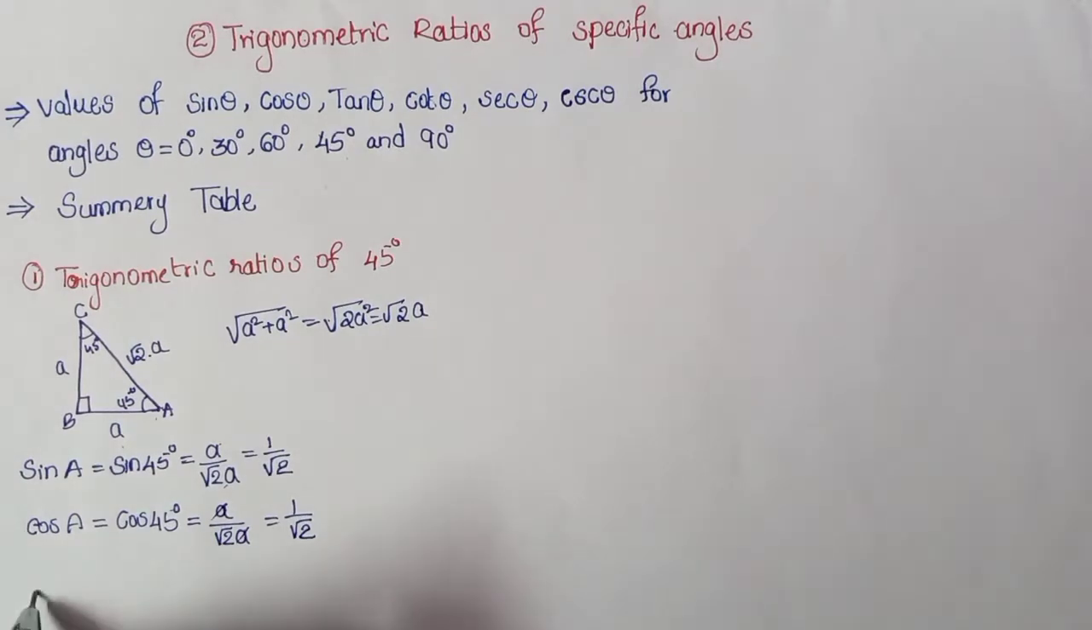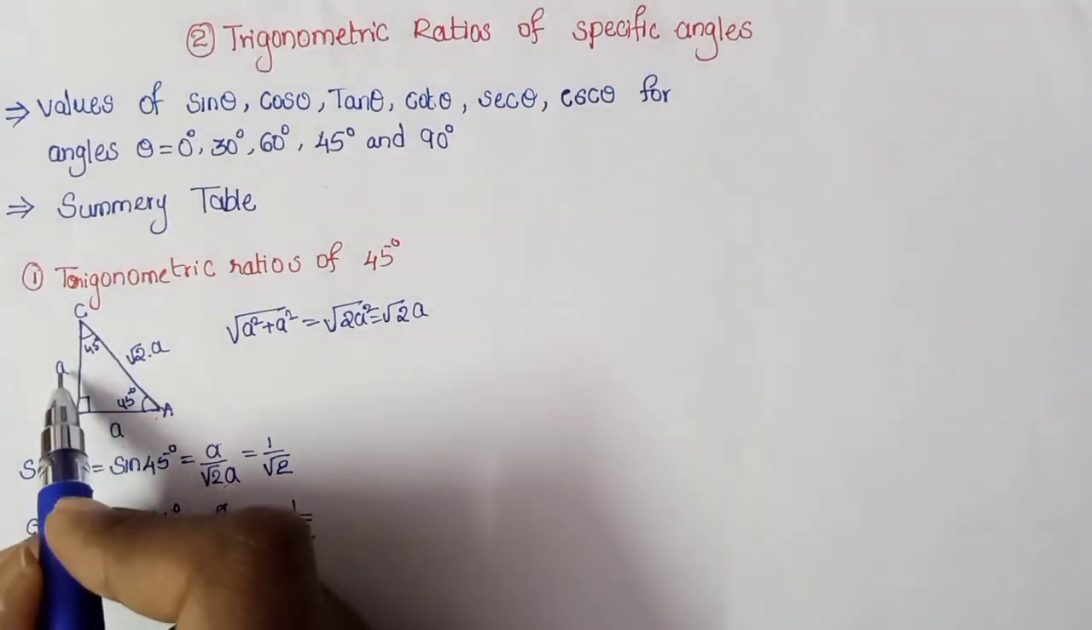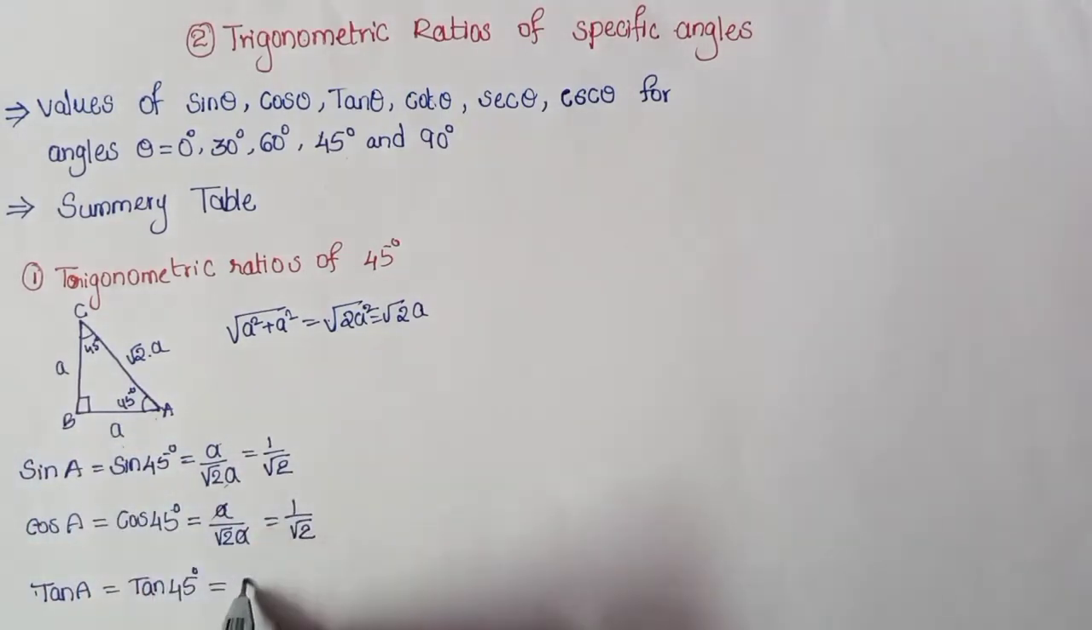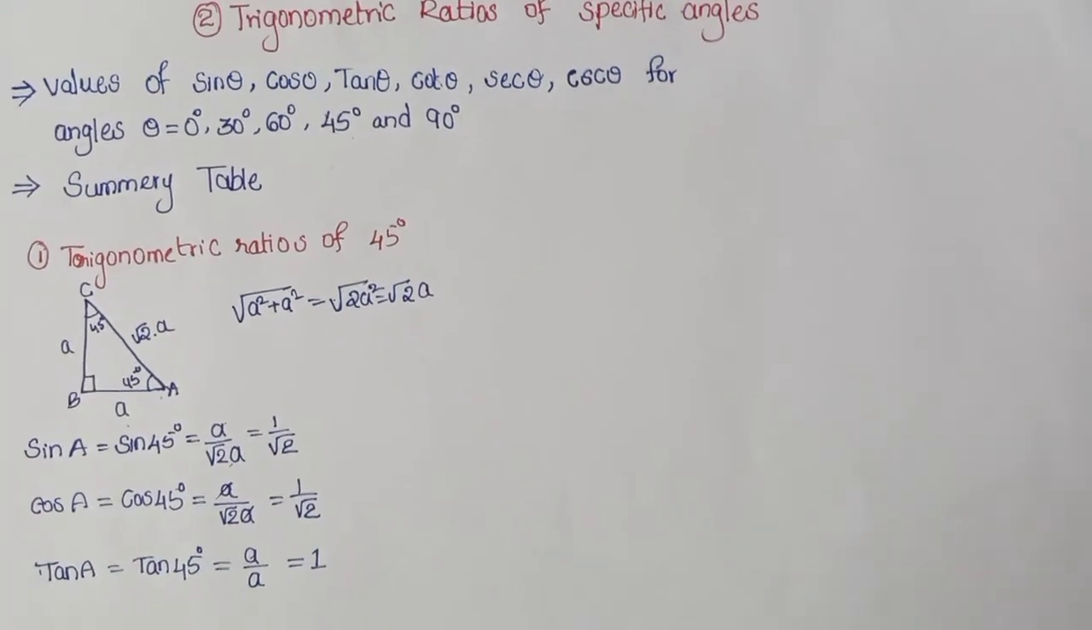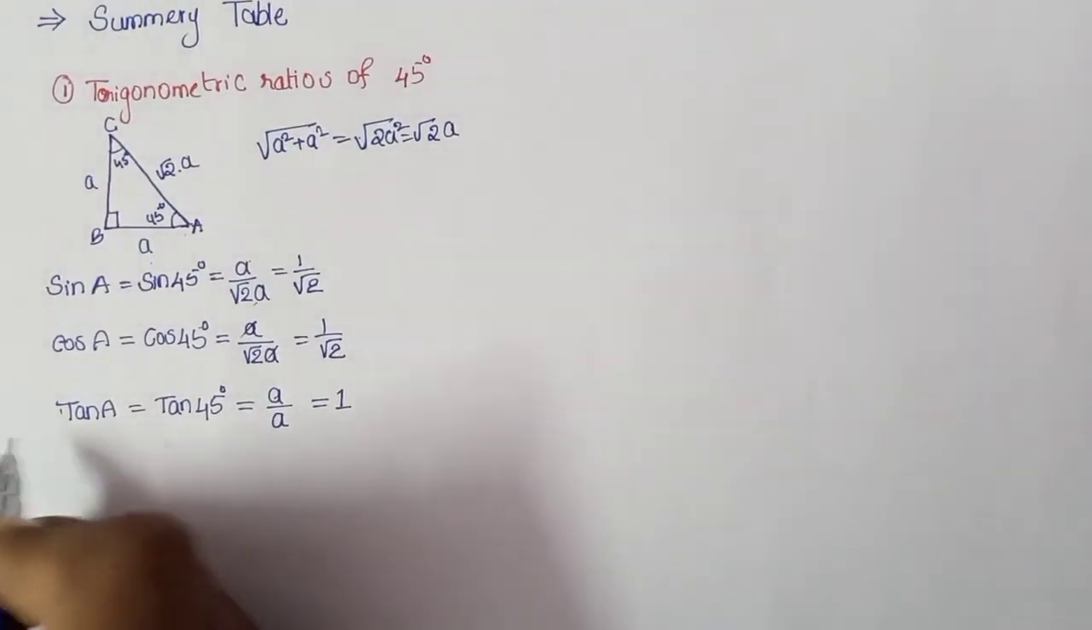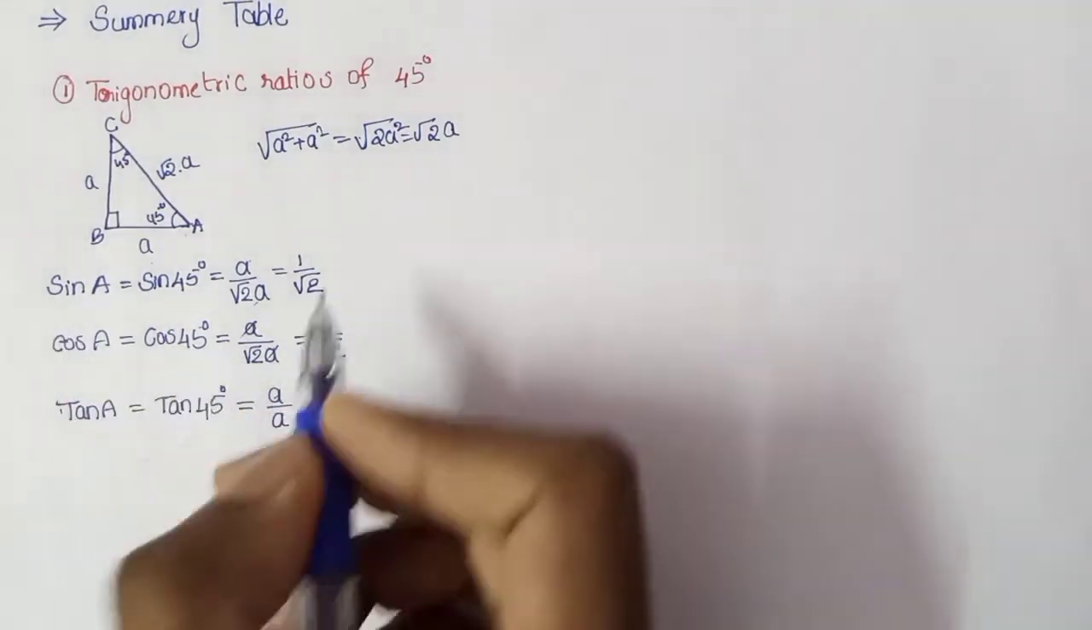Next we'll find tan A, with A being 45 degrees. The definition of tan is the opposite side by the adjacent side. The opposite side is a, and the adjacent side is also a. So a by a is equal to 1. For the remaining ratios, this is very easy to find because these are simply the reciprocals of these three.